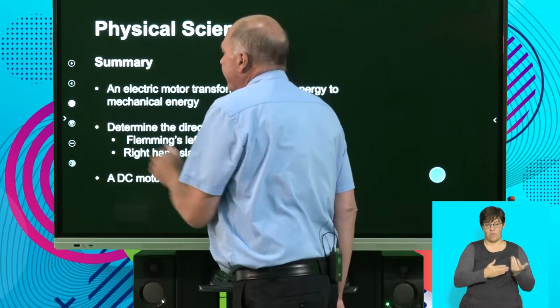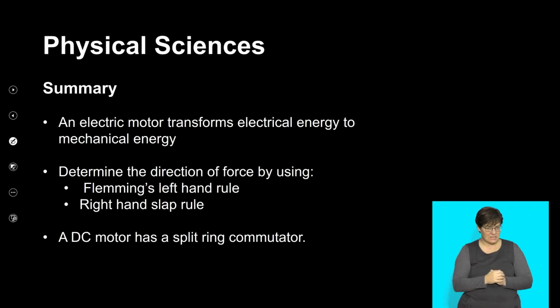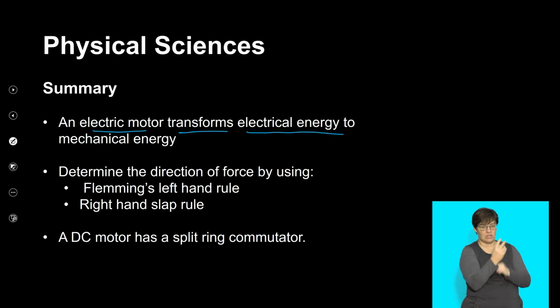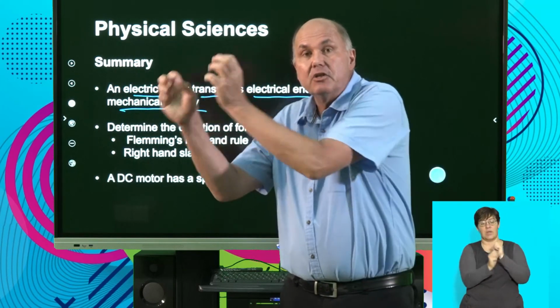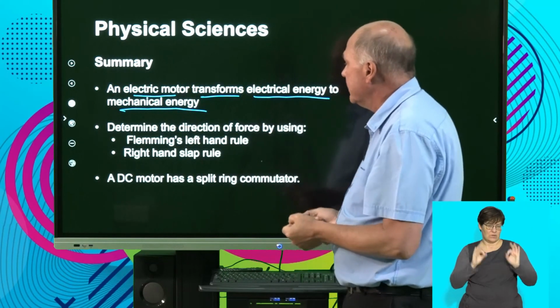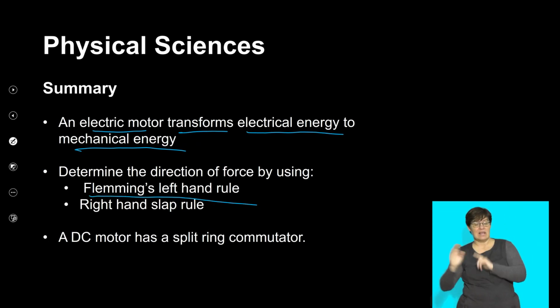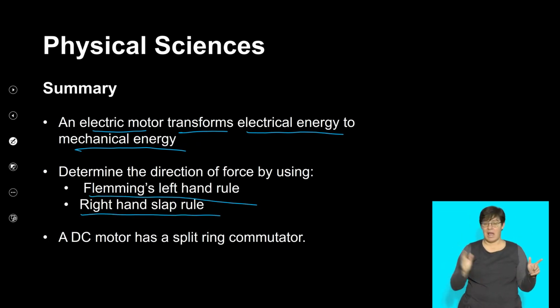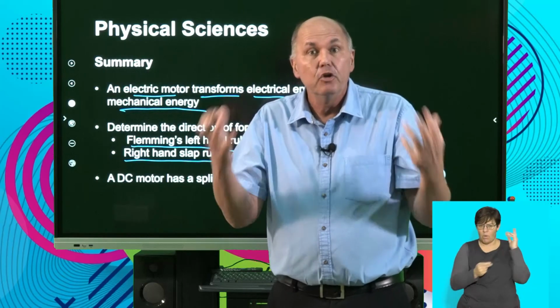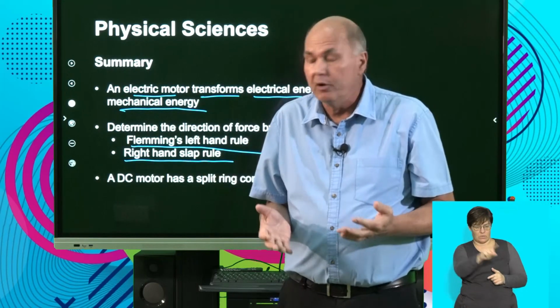And so what's our summary for today? As we've looked at the motor effect, here are the important things you need to remember. An electric motor transforms electrical energy to mechanical energy. That is the critical idea. Electrical energy into mechanical energy helps us do work. Please remember the difference between Fleming's left-hand rule and the right-hand slap rule. Make sure you've got those clear. Use both of them so you can confirm your predictions.